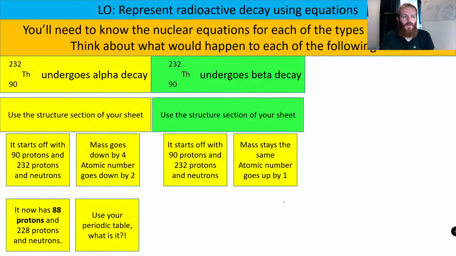Why has that gone up by 1? Well, it started off with 90 protons, and then one of the neutrons that was sat in the nucleus went, you know what, I want to be a proton as well. So it turned into a proton and electron. So its proton number just went up by 1.